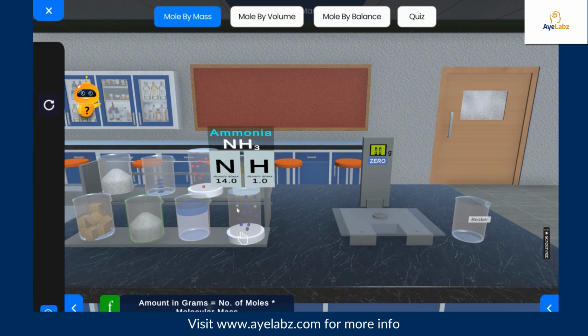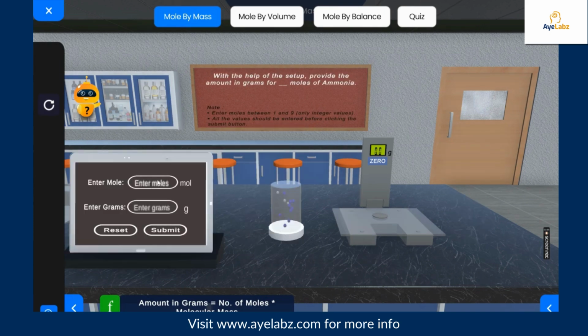Let's take a gaseous substance, that is ammonia. Here we have the atomic mass of nitrogen as 14 and the atomic mass of hydrogen as 1. Two moles of ammonia is equal to how many grams? You can pose this question to the students to understand how much they have understood the concept. The total molecular mass of ammonia is 17. So 2 moles will become 34.